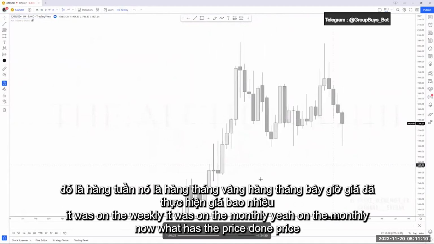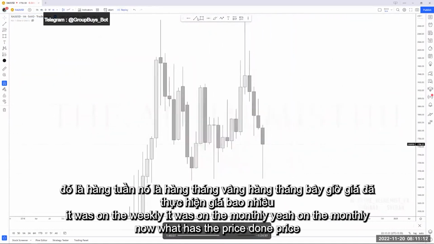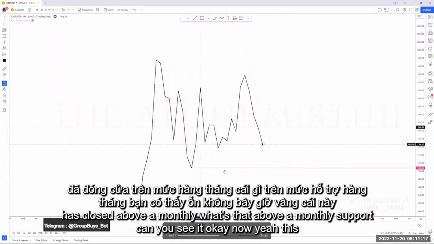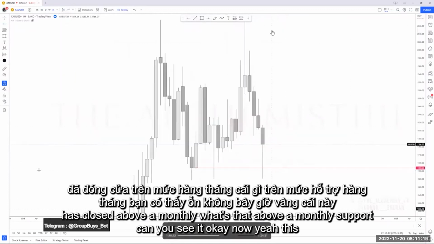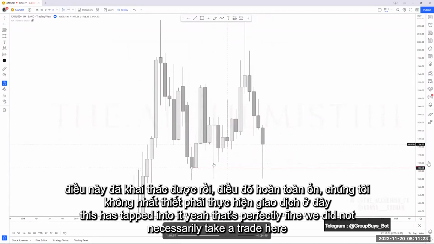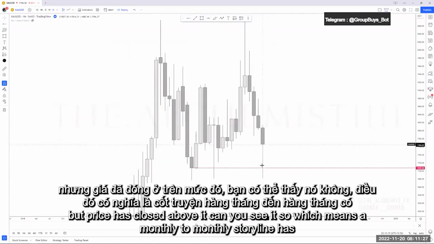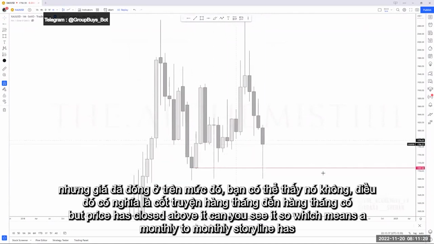Yeah. On the monthly, now what has the price done? Price has closed above a monthly support. Can you see it? Okay, now, this has tapped into it. Yeah, that's perfectly fine. We did not necessarily take a trade here, but price has closed above it. Can you see it? So which means a monthly to monthly storyline has begun.